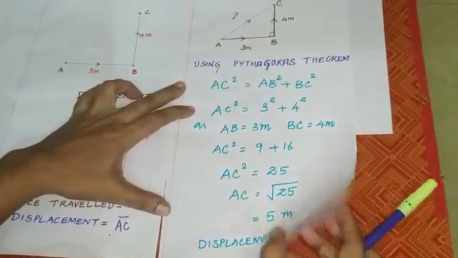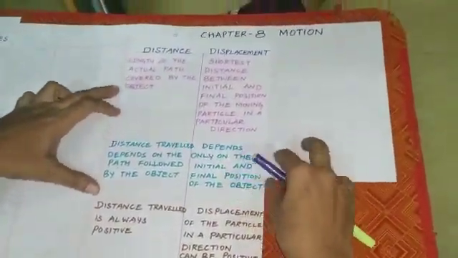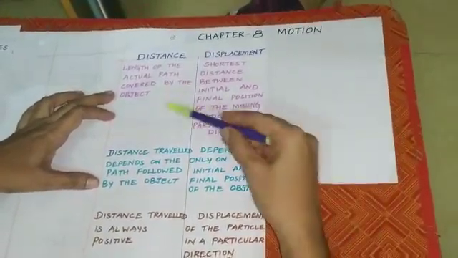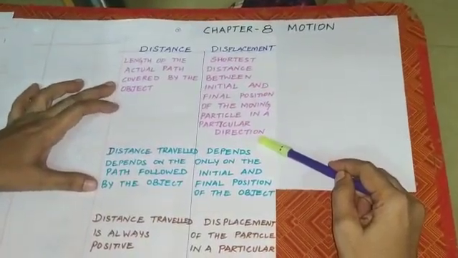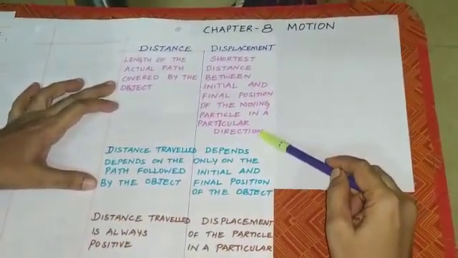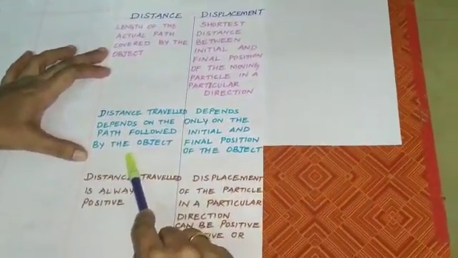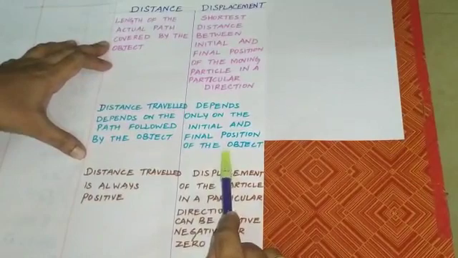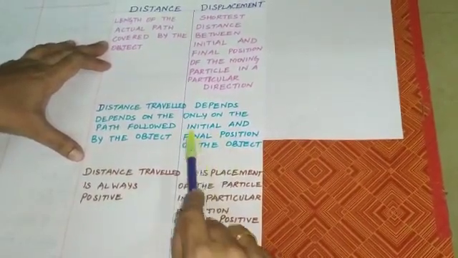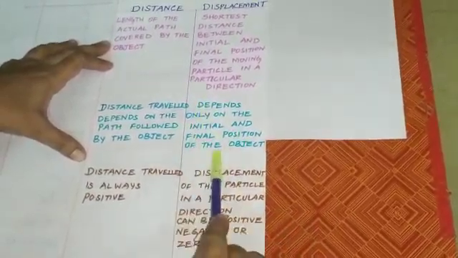So, now let us find the differences between the distance and displacement in the form of a tabular column. Distance is the length of the actual path covered by the object, whereas displacement is the shortest distance between initial and final position of the moving particle in a particular direction. Distance travelled by the object depends on the path followed by the object, whereas displacement does not depend on the path but depends only on the initial and final position of the object.